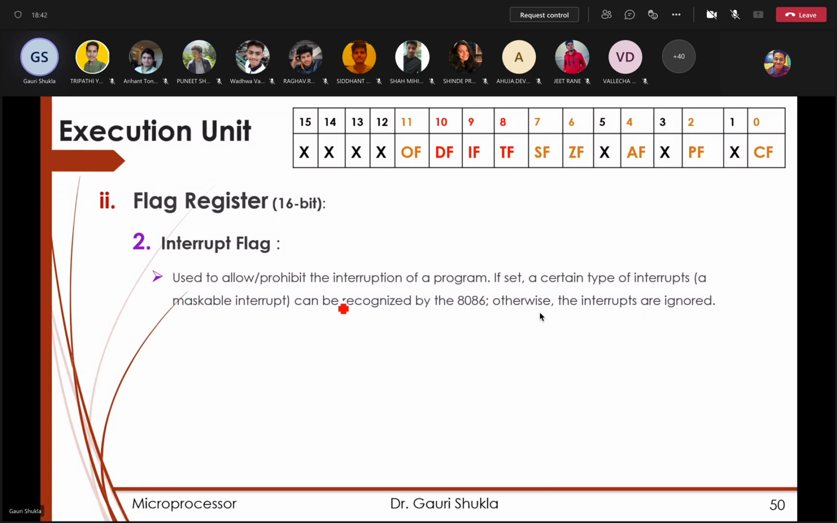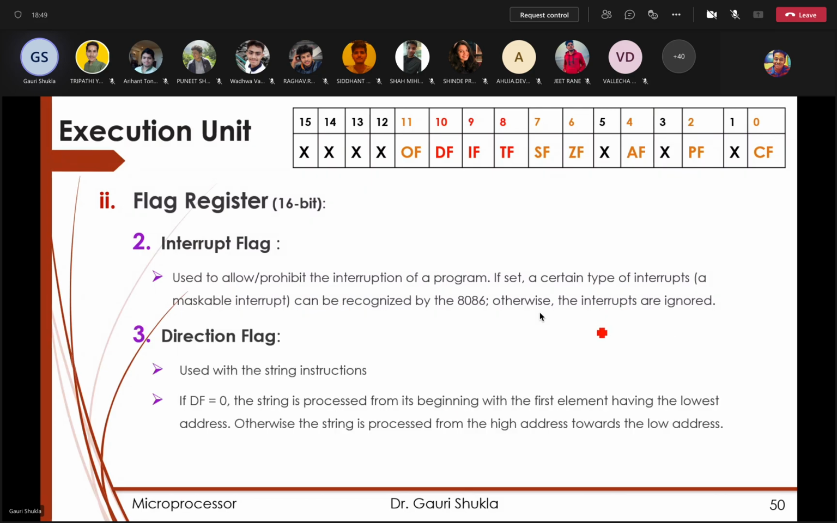Okay, that means my 8086 will not recognize that as an interrupt. So those interrupts are ignored. Next one is the direction flag, that is DF. This is used with string instructions. So if DF is 0, the string is processed from the beginning.